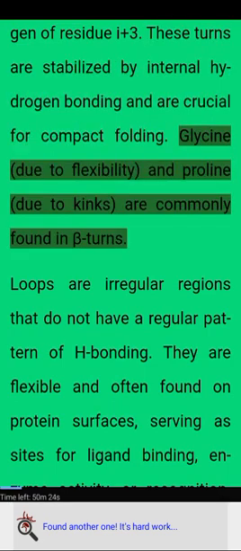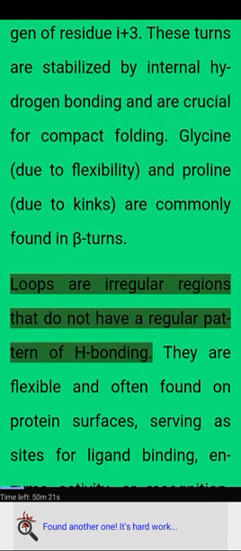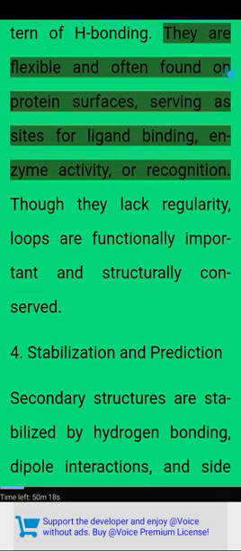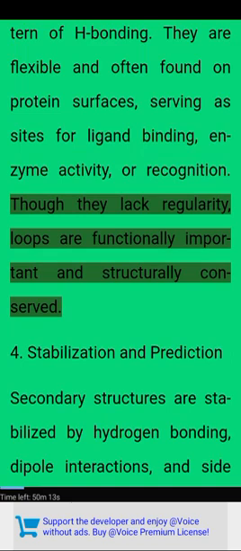Glycine due to flexibility and proline due to kinks are commonly found in beta turns. Loops are irregular regions that do not have a regular pattern of H bonding. They are flexible and often found on protein surfaces, serving as sites for ligand binding, enzyme activity, or recognition. Though they lack regularity, loops are functionally important and structurally conserved.